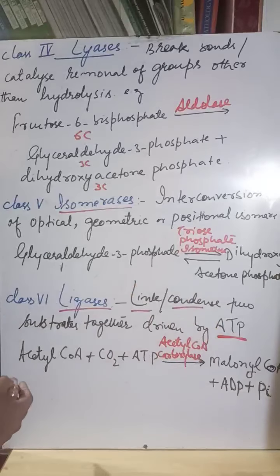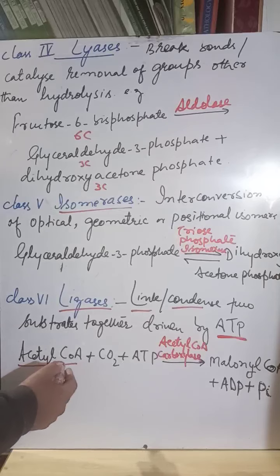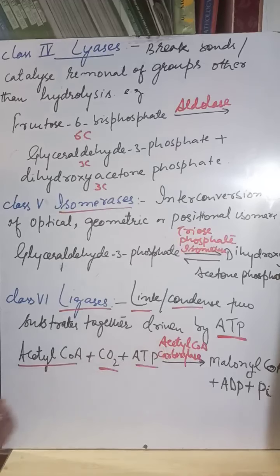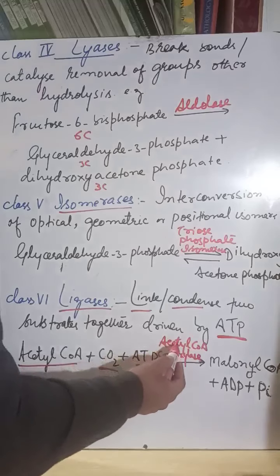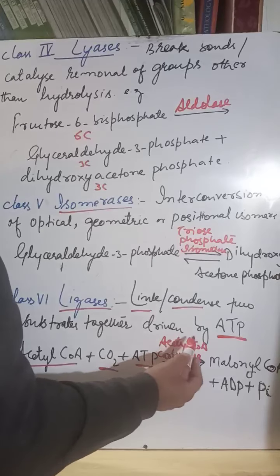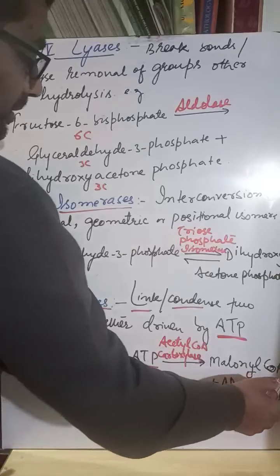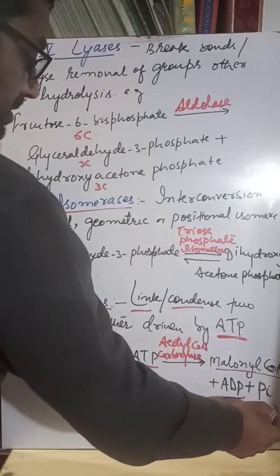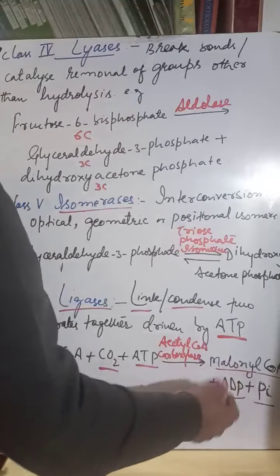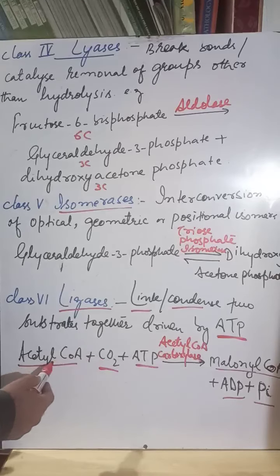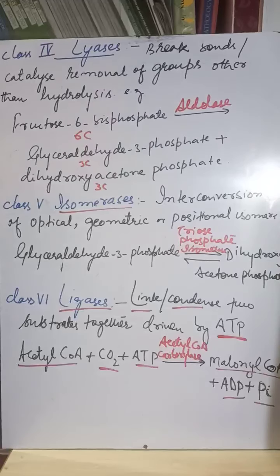It requires energy. For example, acetyl coenzyme A plus carbon dioxide, with the energy provided by ATP, and the enzyme is acetyl coenzyme A carboxylase. The products are malonyl coenzyme A plus ADP and inorganic phosphate. The energy released is utilized by condensing the carbon dioxide and acetyl coenzyme A. So these are the 6 classes of enzymes.